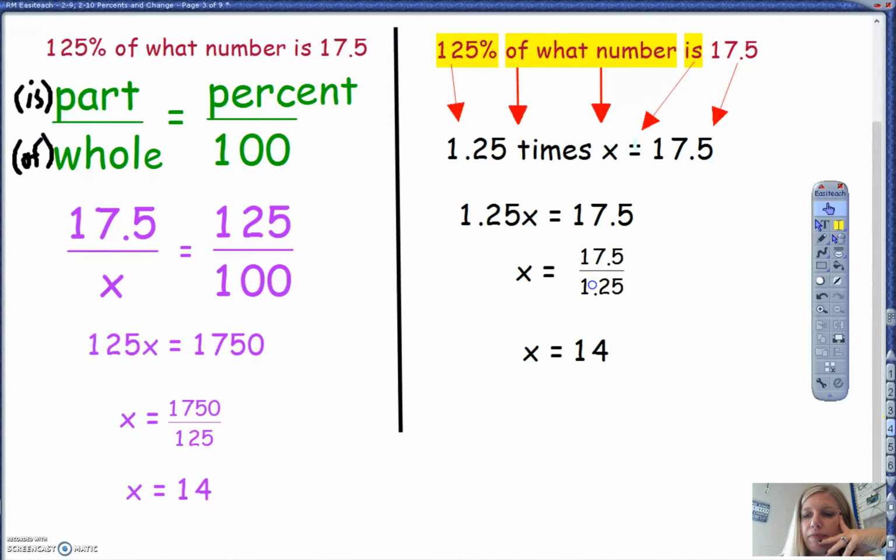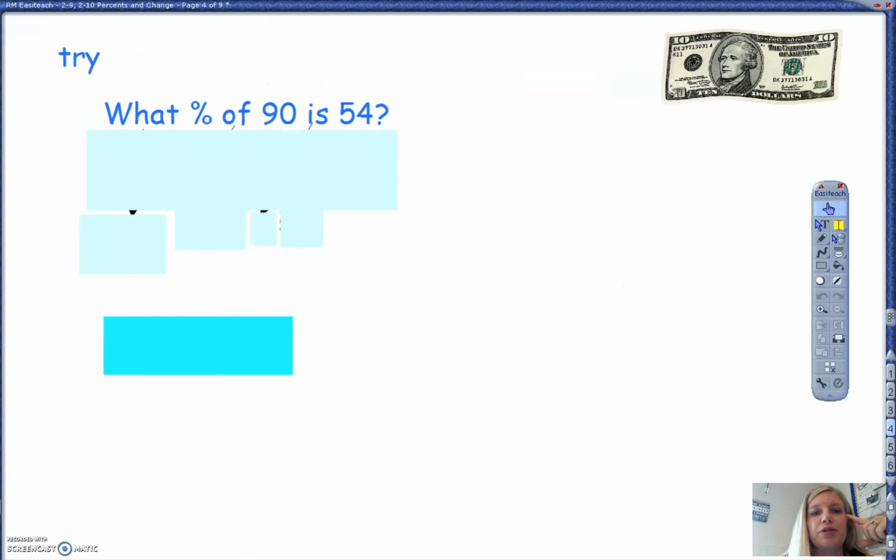All right, so now I want you to try one on your own. I did the equation way underneath here, so let's see if you can try the equation way. You should pause, see how you do, check it. If you get it wrong, fix it. What percent of 90 is 54? So what percent? We don't know what that is.